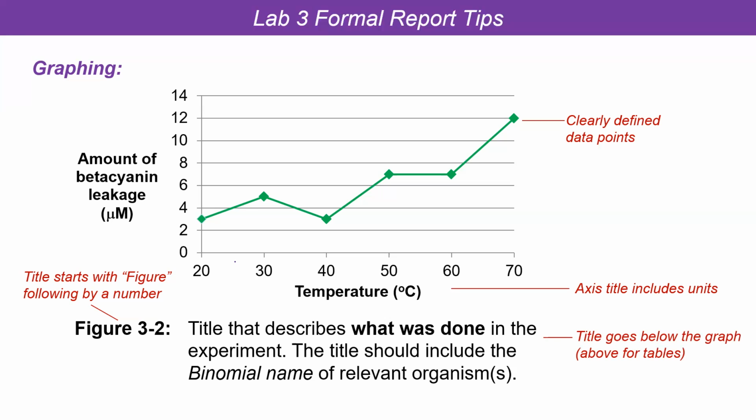And make sure the title is describing what is going on in the experiment. So we're looking at betacyanin leakage when we're exposing the beetroots to different temperatures. Make sure you don't use the word beetroot, but you give the binomial name of the organism, which in this case is Beta vulgaris. The graph, you can make in Excel or another software, or you can make it on graph paper, but make sure you follow these tips around the graphing.